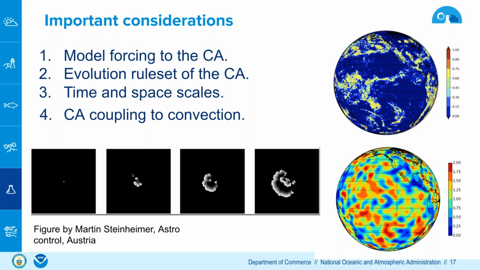The time and space scales of the CA are also very important, because you could have rather small scales, and you could have these broad, really sort of global scales, and these correlation scales are going to matter a lot depending on your application. And I think the most important is then how you use it, the coupling to convection itself.